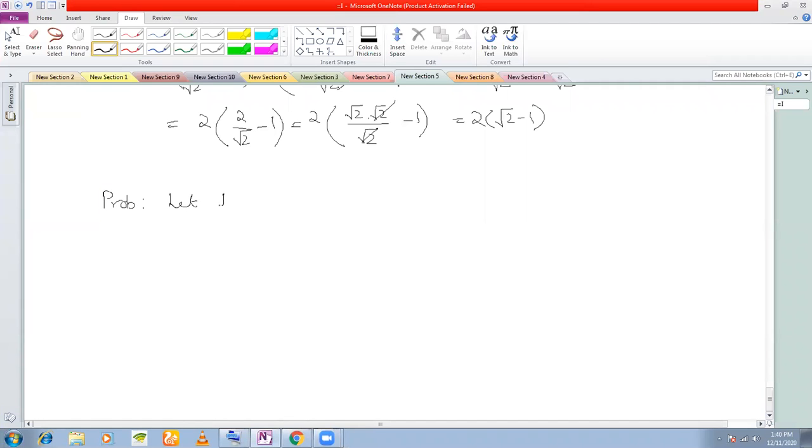So the problem here is: let I equal the integral from 0 to 1 of mod sine 2 pi x dx. Okay, this is the problem. Now, first of all, you see a 2 pi here. So what we assume here is that let t equal 2 pi x.